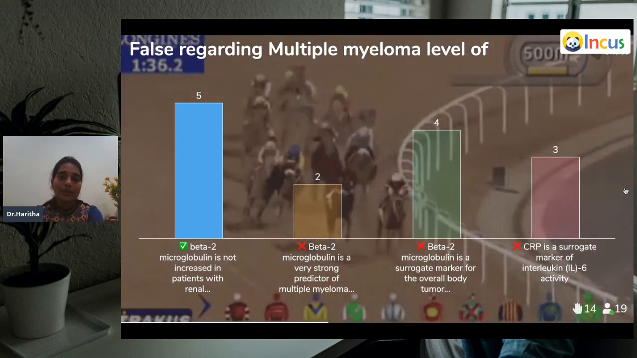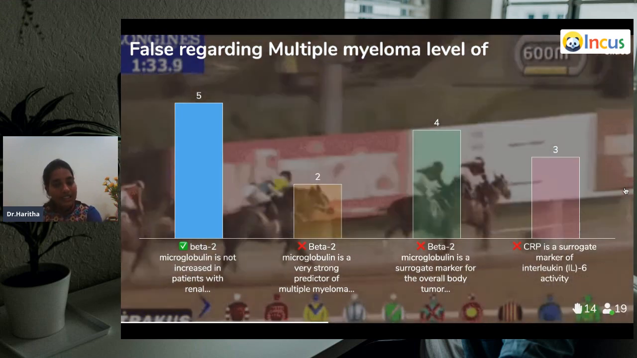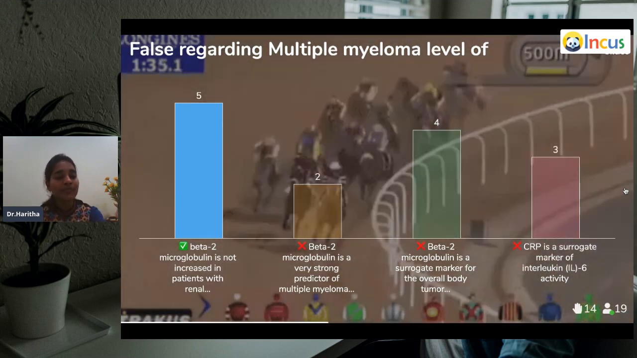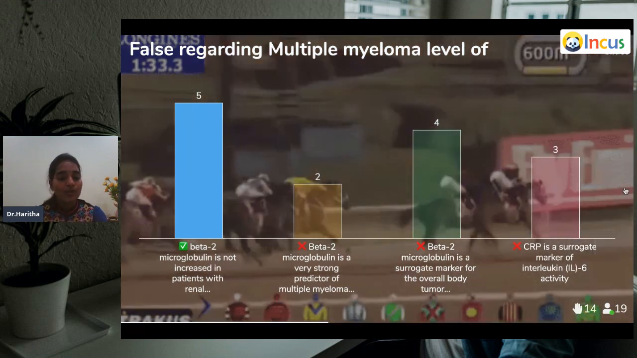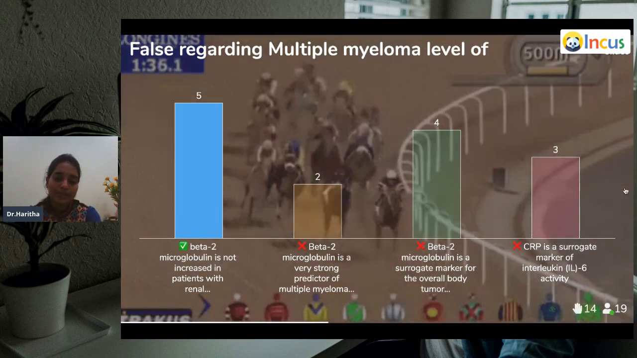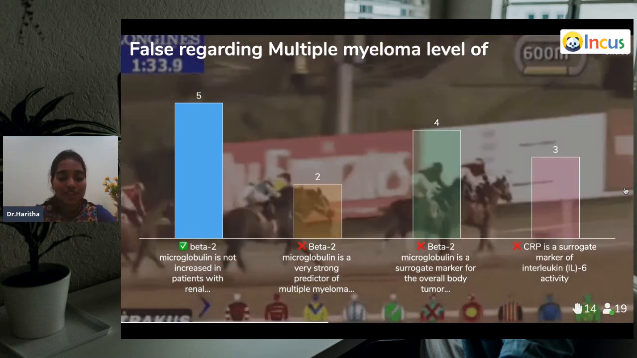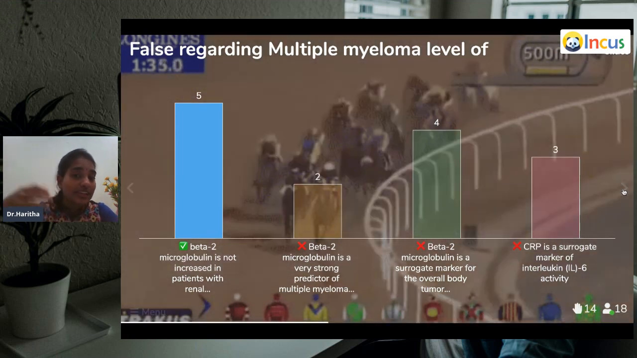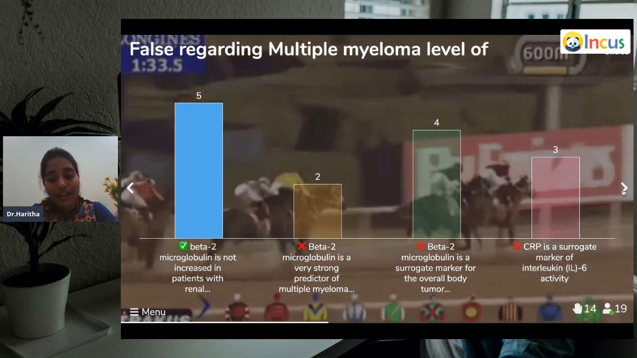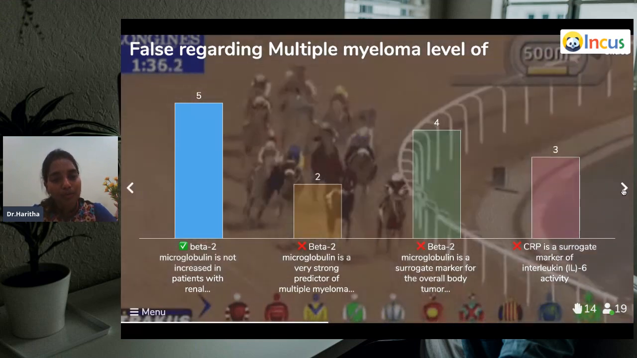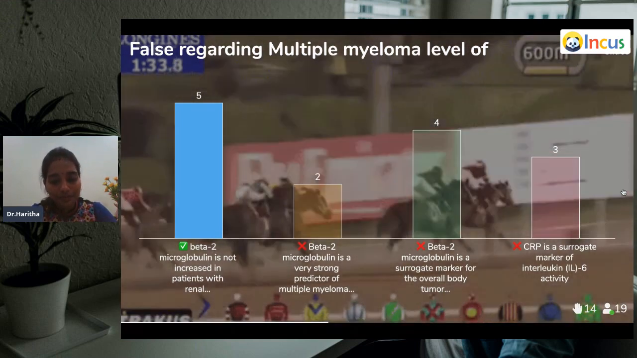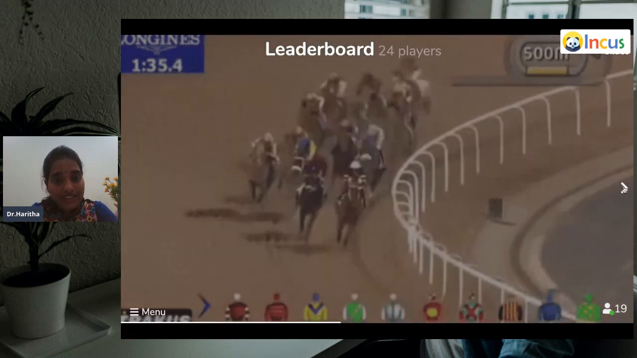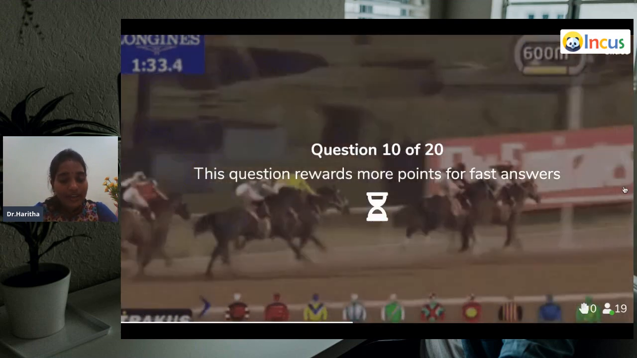Multiple myeloma is a monoclonal plasma cell neoplasm within the bone marrow where there's proliferation of these plasma cells and there is M protein spike and the destruction of the bone. So what tests do you usually do? Serum and urine assessment for monoclonal proteins, serum free light chains, and then you have Bence Jones proteinuria. Just recollect what all you can. And beta 2 microglobulin is a surrogate marker for tumor burden. CRP is a surrogate marker for interleukin 6 activity. Yes. Okay, next question.